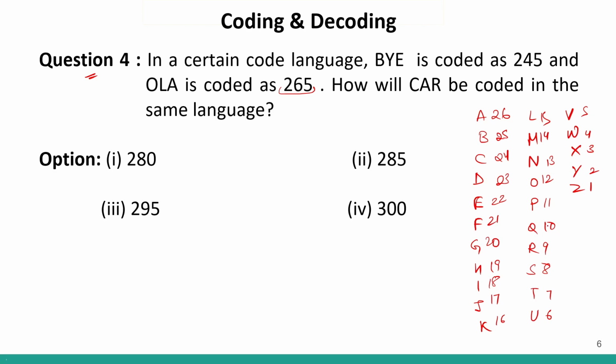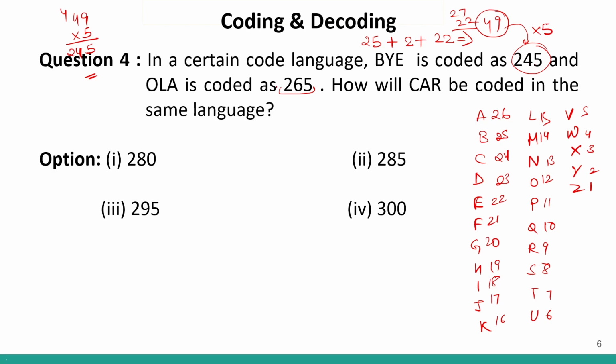So find the sum of backward ranks. B is 25. Y is how much? 2. And E is how much? 22. So now if I find the sum, this is 25 and this is 2, 27 plus 22, this will be 49. So how is 49 related to 245? Do we see a relation? Yes. If I multiply 49 by 5, 5 times 9 is 45, 4 will be carried, 5 into 4 will be 20 plus 4, 24. So this is basically multiplication by 5, the sum of backward ranks into 5.